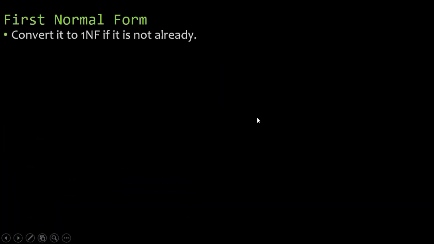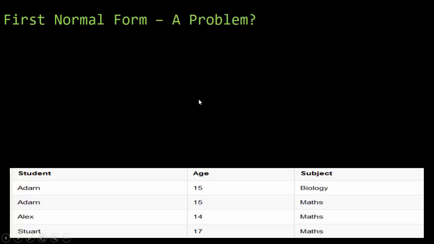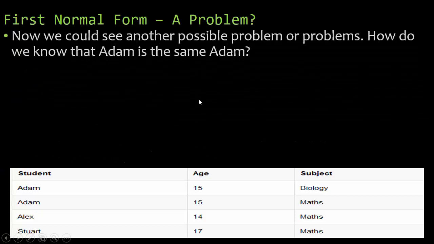Now, the third one was to convert it to first normal form if it's not already. So this is what the table would look like if it was in first normal form. So here we see biology and mathematics is no longer in the row. They have been separated. But now we have 2 Adams. So we can see another possible problem. How do we know that Adam is the same Adam?